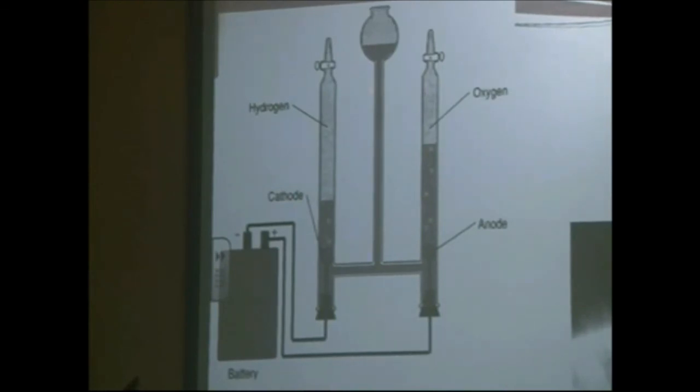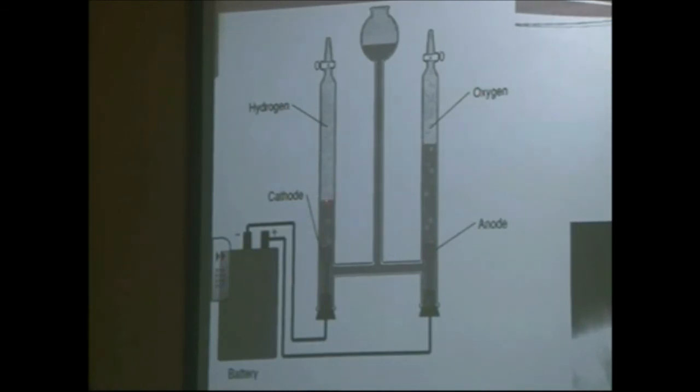From here, water is poured inside this apparatus, and then the tap here is closed. Now, the electric current passes through, and then breakage takes place. In the cathode, hydrogen is produced, and at the anode, oxygen is produced.